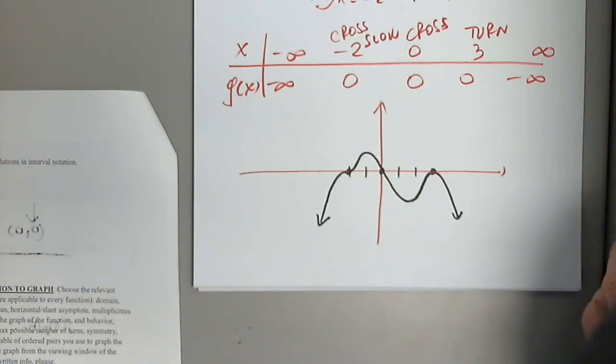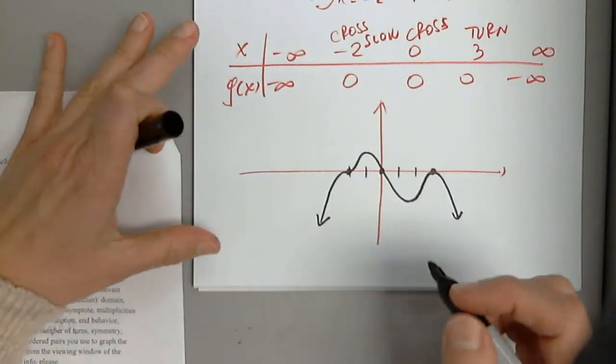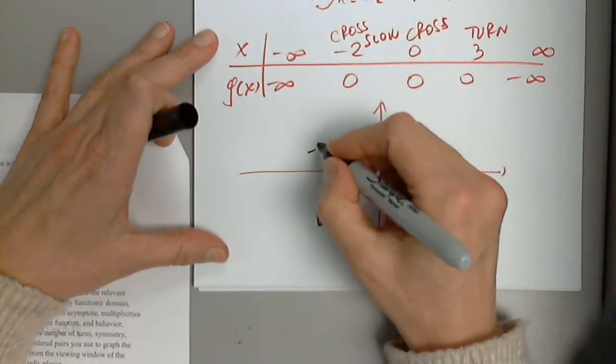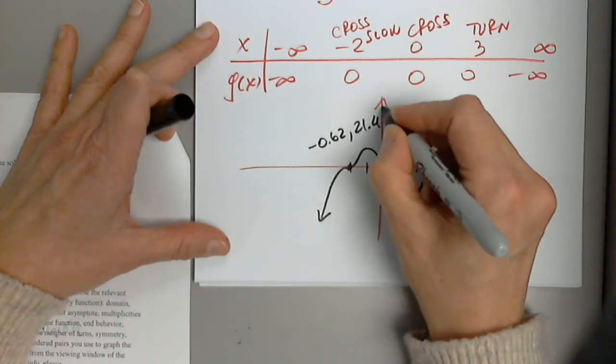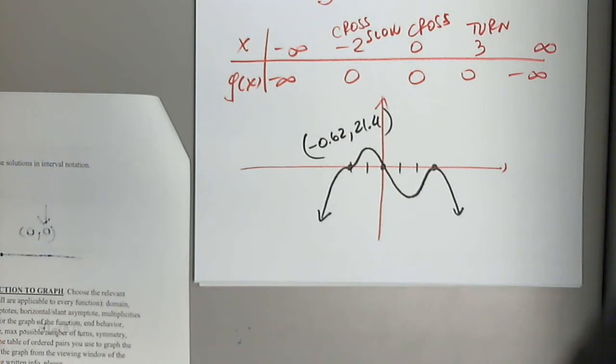So second and calc, I want a maximum, 4, and this is between -2 and 0, and enter. And I will put it on my graph: -0.62, comma 21.4. And I will repeat for that minimum between 0 and 3. So second and calc, I want minimum now. I'll do it again if we need to. So between left bound is 0 and right bound is 3.